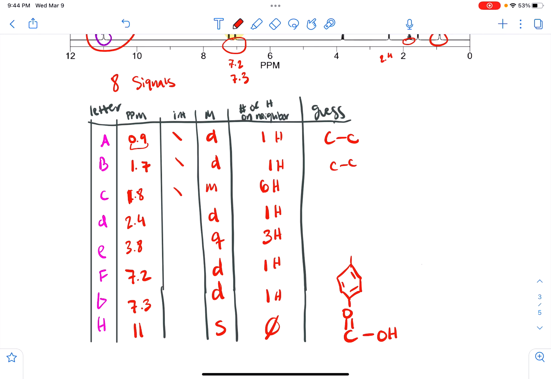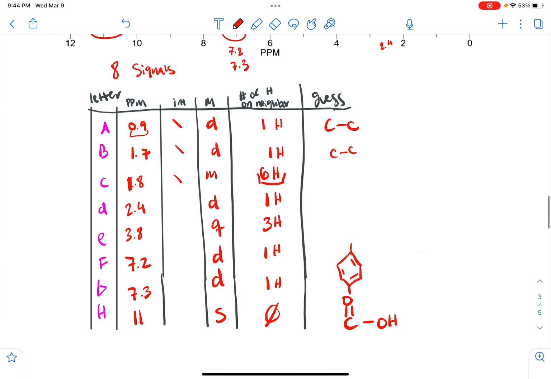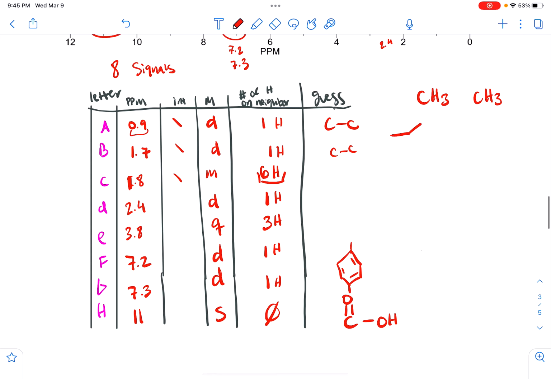And seeing that the next signal, C right here, is a multiplet and it has 6 hydrogens involved, 6 hydrogens divided by 2 is going to be 2 methyl groups. So we're going to have a CH3 and a CH3. And also seeing that our two guesses here only have 1 hydrogen on the neighbor, that means that we're going to have a highly substituted group. And so we're going to make this into a CH3 and a CH3, an isopropyl group.